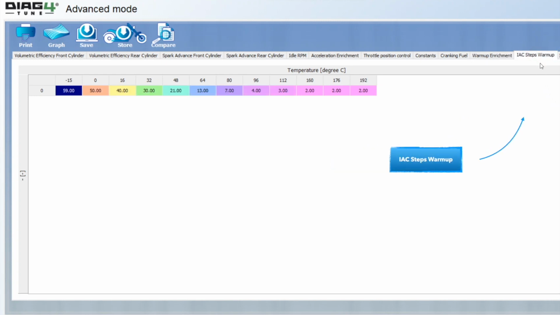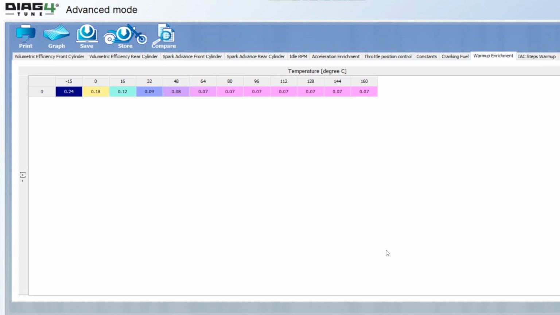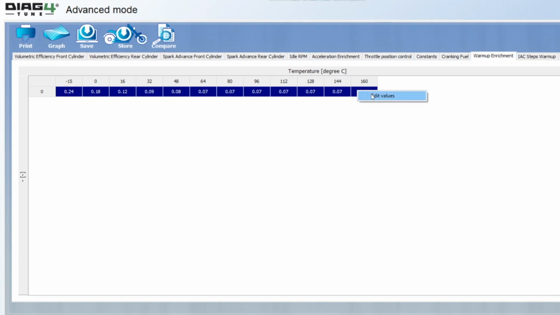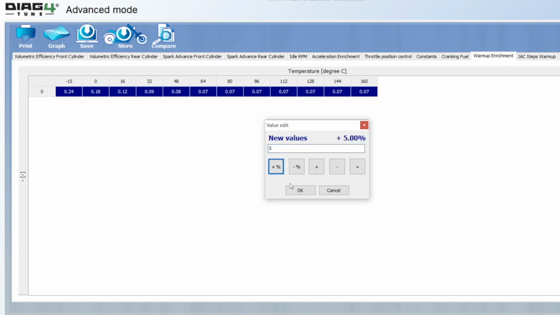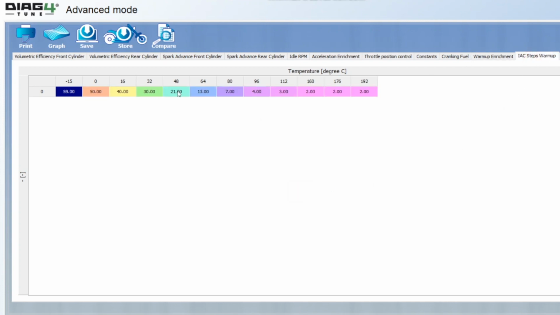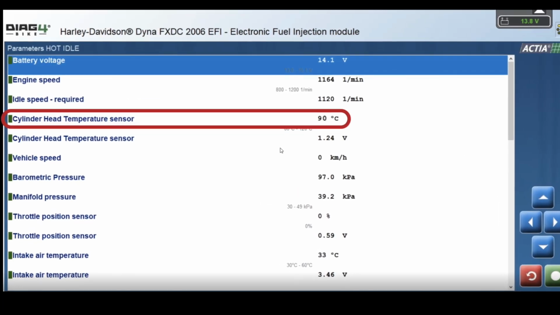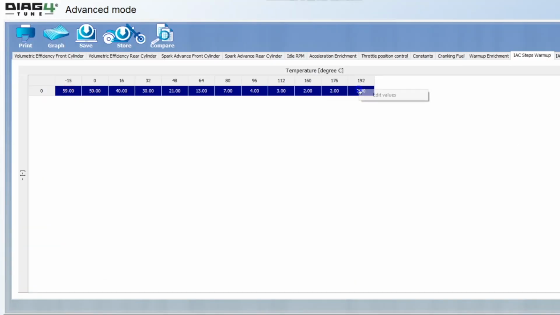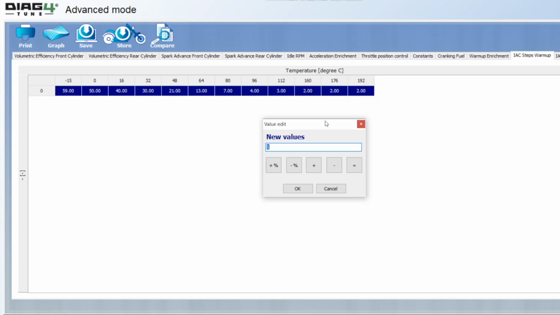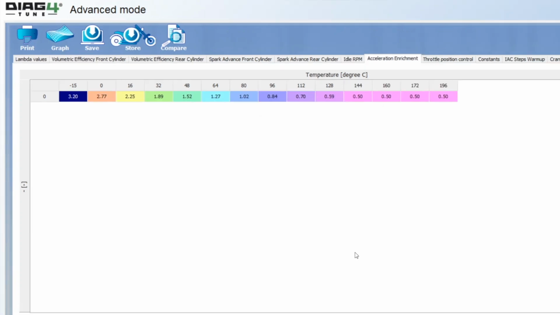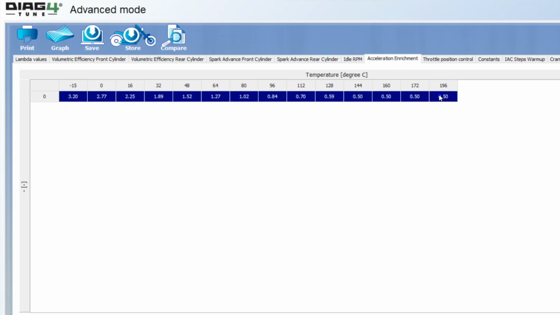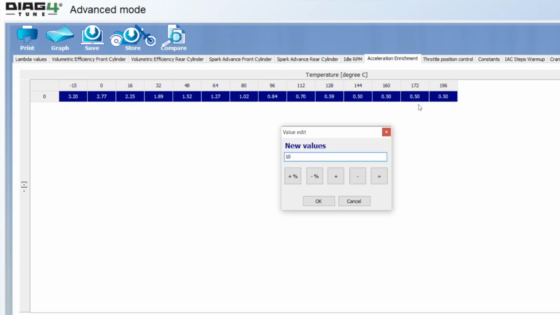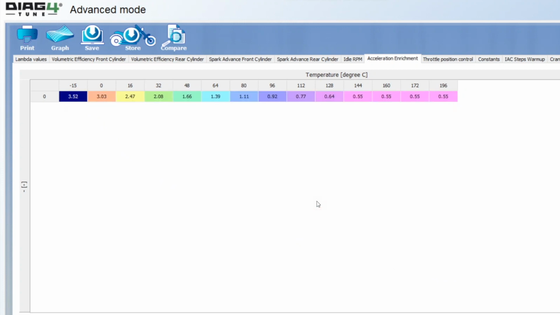It is advised to modify this characteristic if the engine shows RPM instability during engine warm-up. First, identify the problematic temperature areas using Diag4Bike diagnostics. Then make adjustments to these areas in maps called Warm-up Enrichment and IAC Steps Warm-up. Acceleration Enrichment. From our experience, it is best to increase the parameters for dynamic mixture enrichment by 5 to 10%.